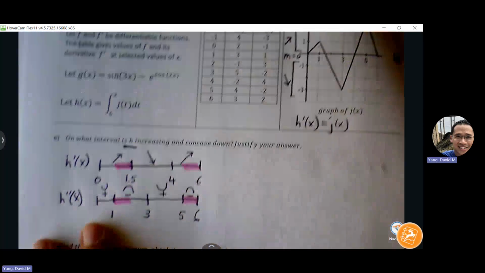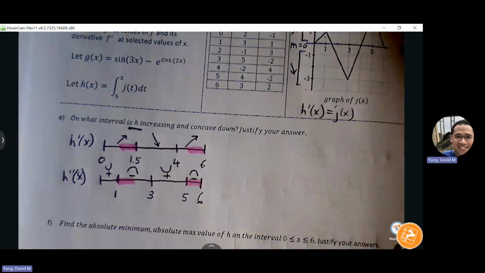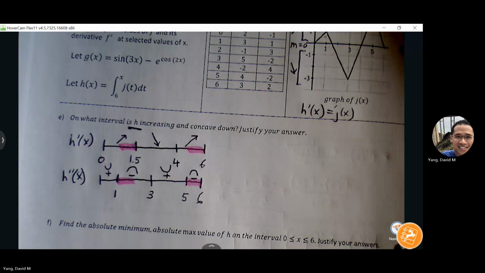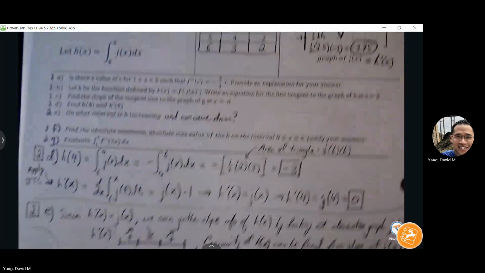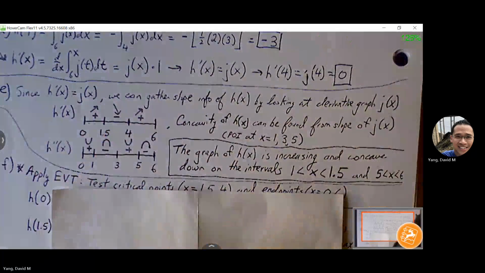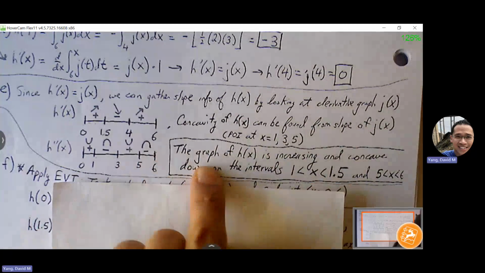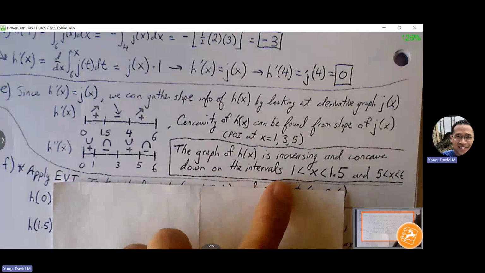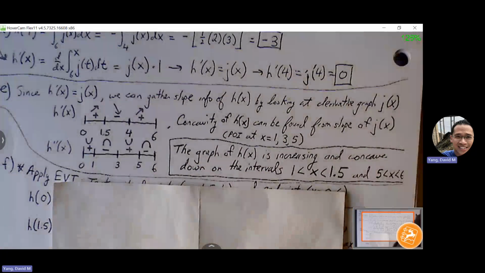Right. So having everything lined up, I think, is really helpful because we can see where both behaviors are occurring at the same time. Okay, so the graph of H is increasing and concave down on the intervals from 1 to 1.5 and between 5 and 6.